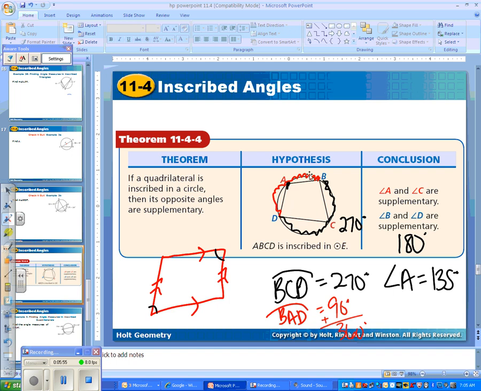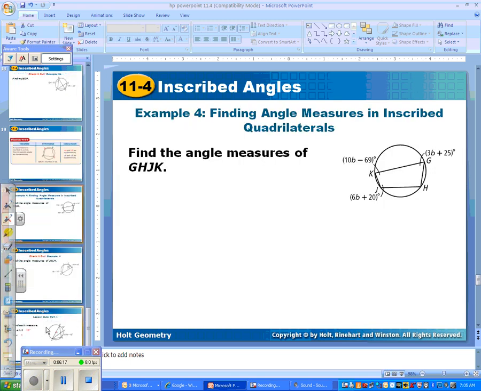So if this whole arc is 90 degrees, what does this angle have to be? That means angle C has to be 45 degrees. It has to be half of 90 degrees. And if you add those two up, they have to equal 180 degrees. So that's how we know that if a quadrilateral is within a circle, opposite angles are going to be supplementary. They're going to add up to be 180 degrees. So let's see how we can use that.